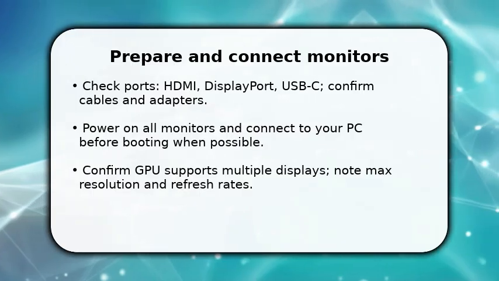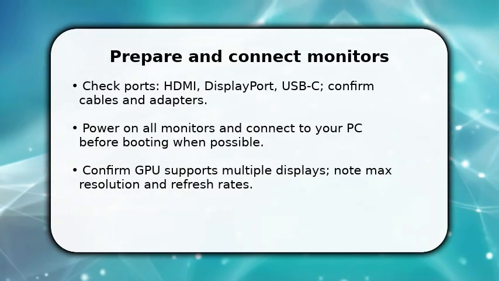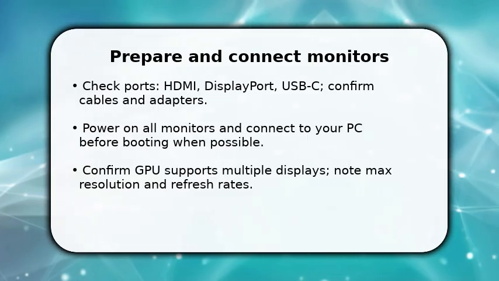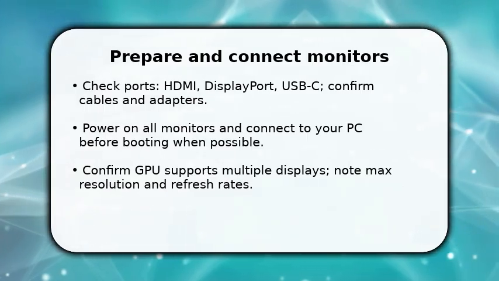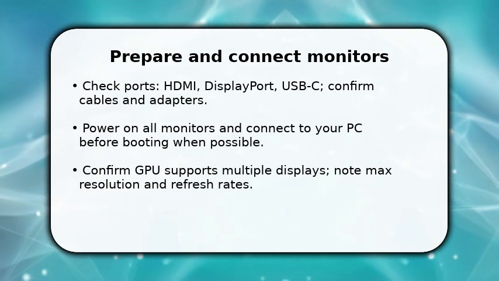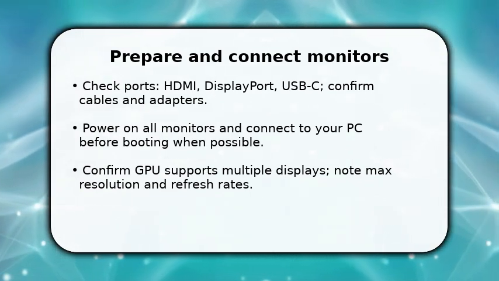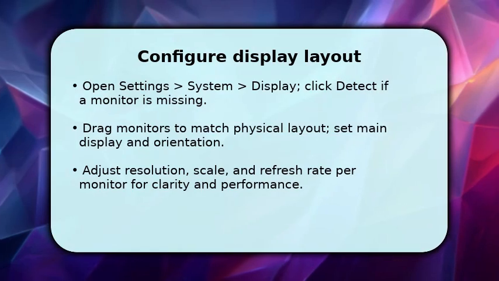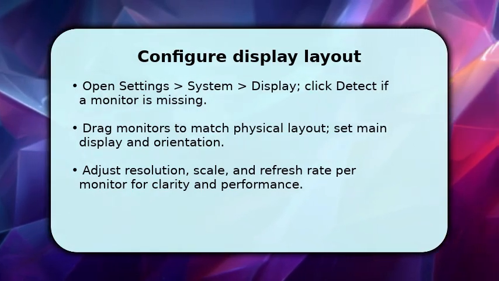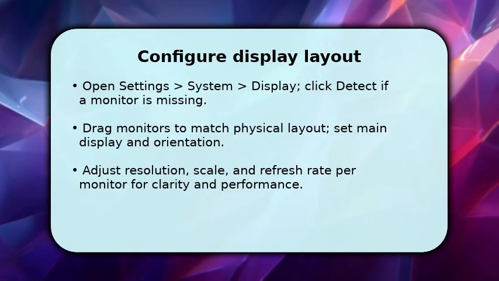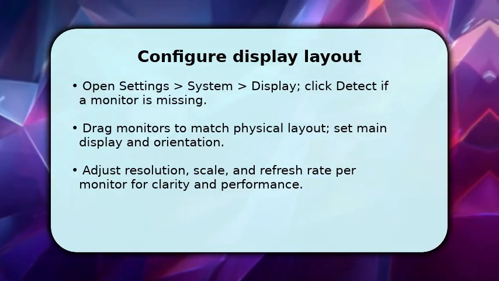After that, boot Windows or press Win+P to force detection. This begins the configuration process, so you can arrange and extend screens properly. Open Display Settings, and you'll see all connected monitors represented as boxes. Drag each box to match their physical placement so the cursor moves naturally between screens.